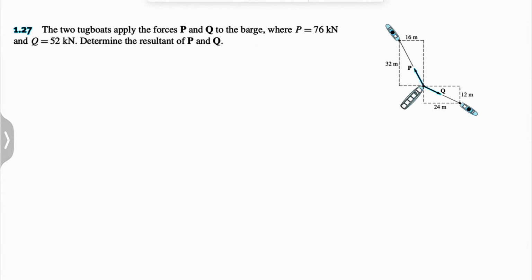Okay, so welcome back. We have question 27 from the first chapter of the new engineering mechanics textbook we started, and we have these two tugboats that apply the forces P and Q to the barge. We know P is 76 kilonewton and Q is 52, and we need to determine the resultant of these two forces. So we can either use trigonometry or go with the x and y components of each of these forces.